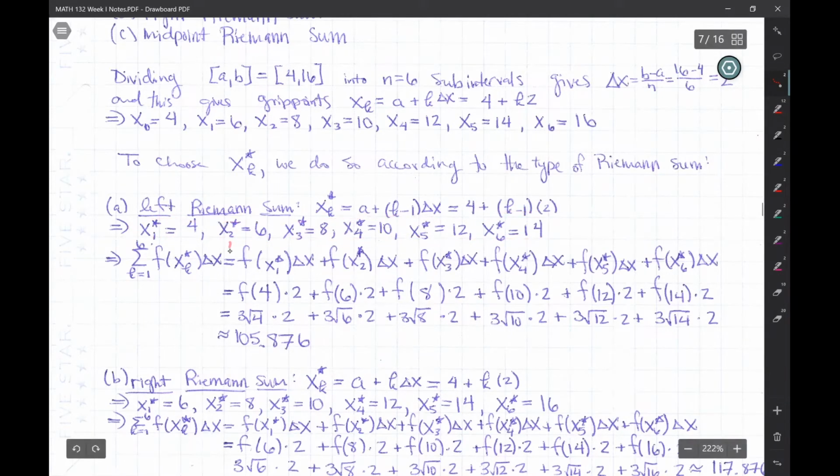And now this is the Riemann sum. And so we can write it out since it's a short sum up to 6. So here it is fully written out there instead of using the sigma notation.